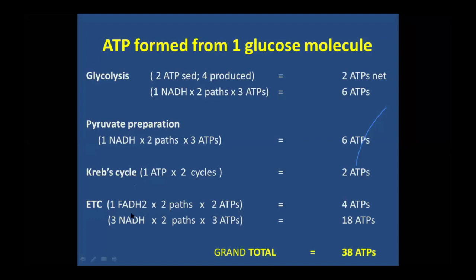So here in the electron transport chain, syempre 2 paths pa rin po ang electron transport chain na FADH. So that would be 2 times 2, we have 4 ATPs for the single FADH2. And for the 3 NADH molecules, following the 2 paths, and we have 3 ATPs for 1 NADH molecule. That would be 3 times 2, 6 times 3, 18. Add po natin lahat ito. Our grand total is 38 ATPs. This is the ideal.